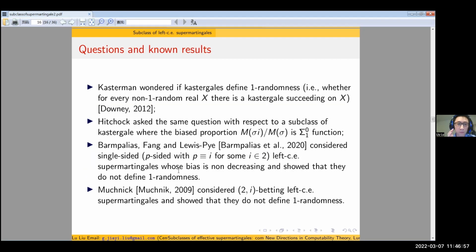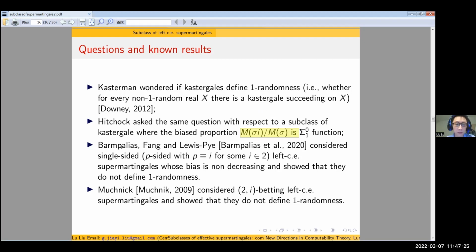These are some known results and some questions. Customers just wondered if castle-gale defines one randomness, which, in other words, asks whether for every non-one-random real X, there is a castle-gale succeeding on X. And Hitchcock considered a subclass of castle-gale where the bias proportion satisfies certain constraints.